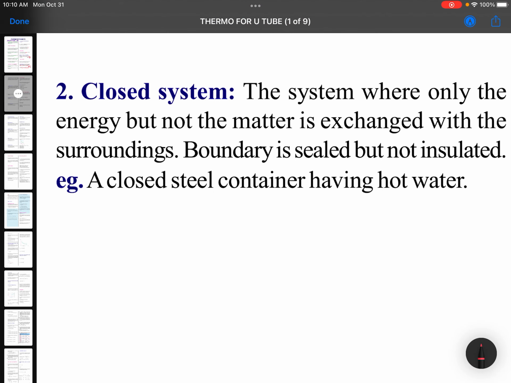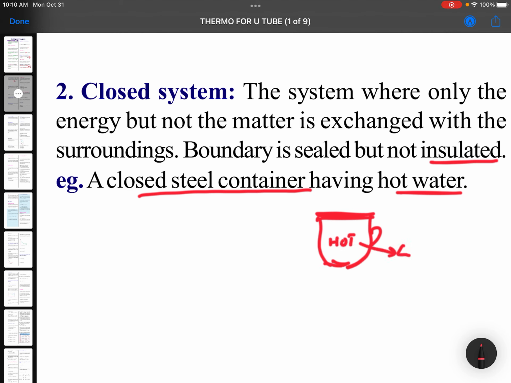Coming to closed system, the system where only energy but not matter is exchanged with the surroundings. Boundary is sealed but not insulated. Means you see a closed steel container having hot water. Now you see the same, but you close this. Now, after some time it will become cool, but matter will be there only because matter is not going anywhere, because this is sealed. Sealed but not insulated.